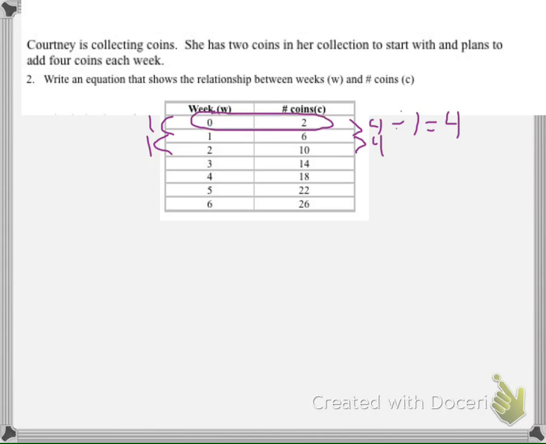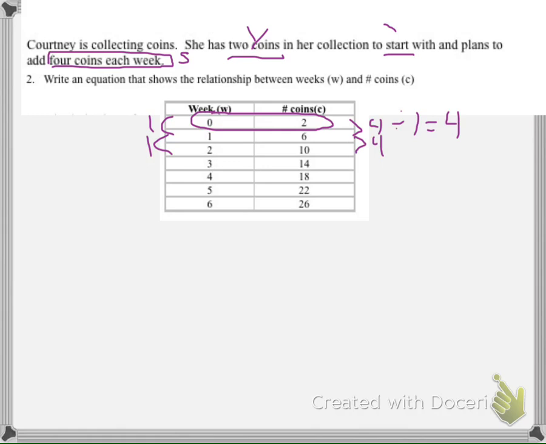Or I can look at the situation given from the beginning. Courtney is collecting coins. She has 2 coins in her collection to start. So 2 coins at the start, that tells me a y-intercept. And plans to add 4 coins per week. That tells me the slope. So I have my slope here, my y-intercept here. So there's 3 different ways I could have got information for my equation.